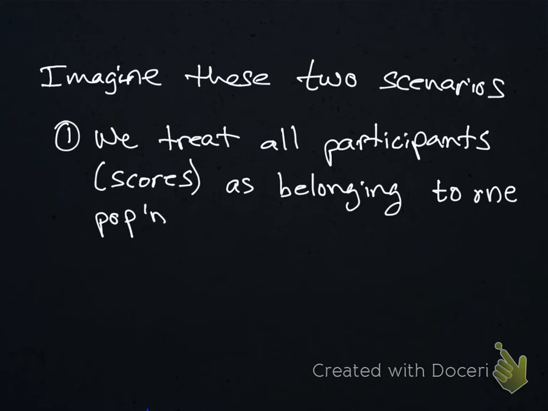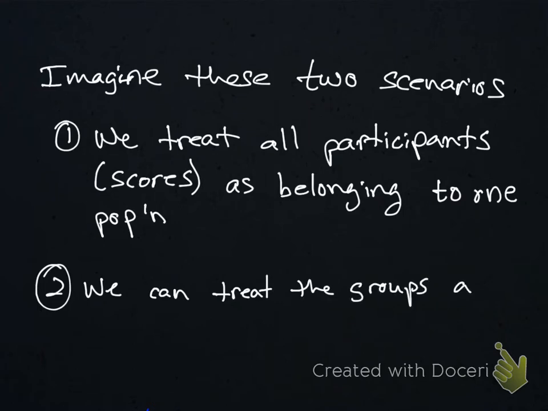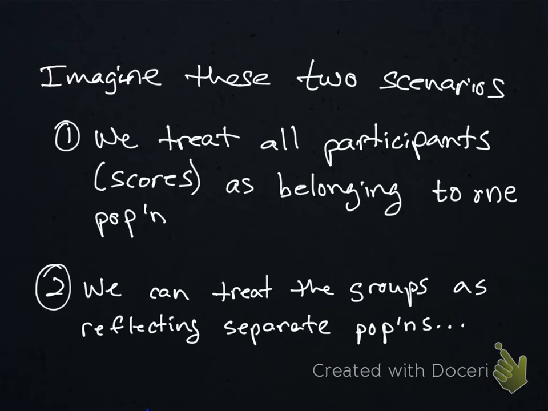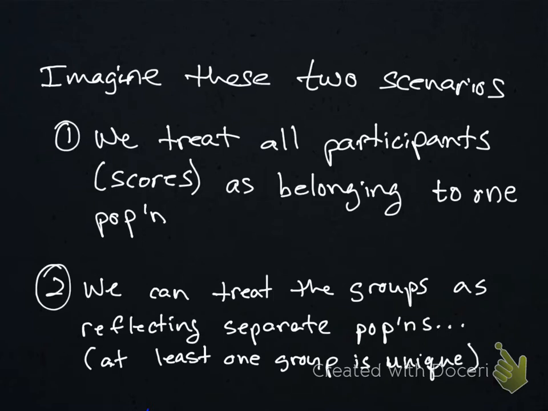And in our second scenario, we can treat the groups as reflecting separate populations, or in a more nuanced way, at least one group is unique. That is, at least one group comes from a separate population.